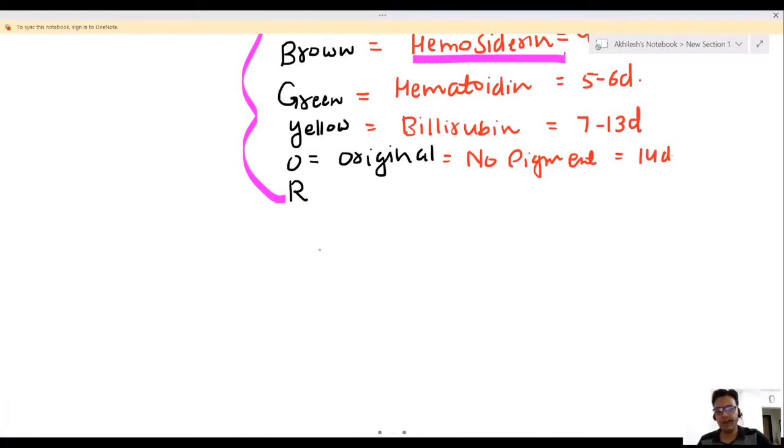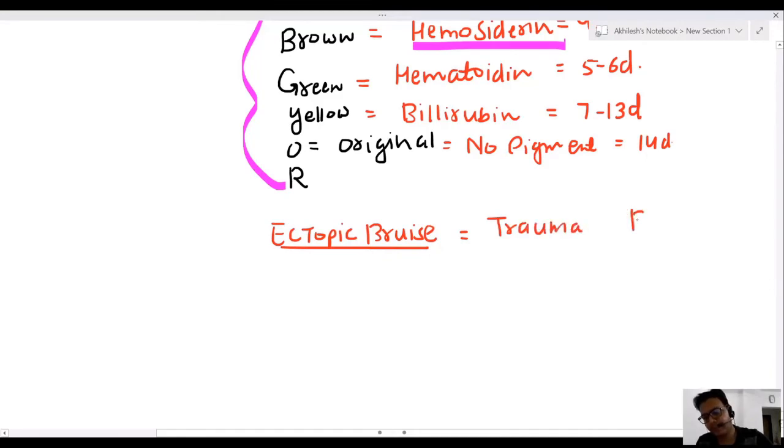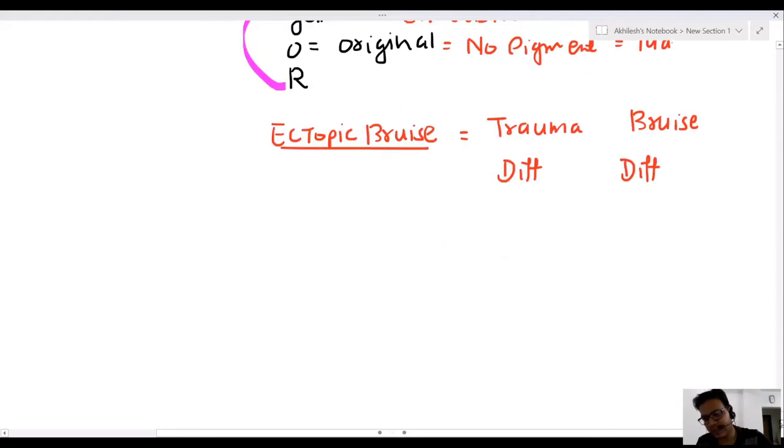Now next one. What is ectopic bruise? Ectopic means trauma at a different site, bruise is at a different site. Trauma is at one site, bruise is at a different site. This is known as ectopic bruise.